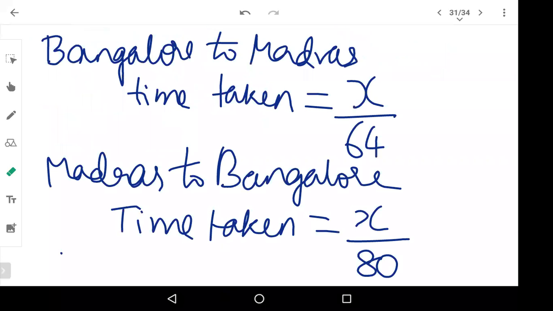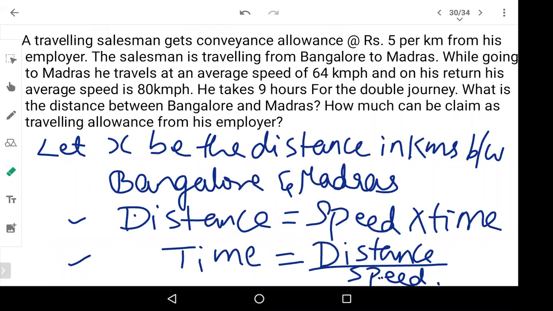So going back to the question once again. What all did we do until here? It says a traveling salesman was getting conveyance allowance at 5 rupees per kilometer from his employer, his boss. Now the salesman is traveling from Bangalore to Madras, and he will also travel back. He is traveling from Bangalore to Madras, and again he'll come back to Bangalore. So what is the distance he is covering?